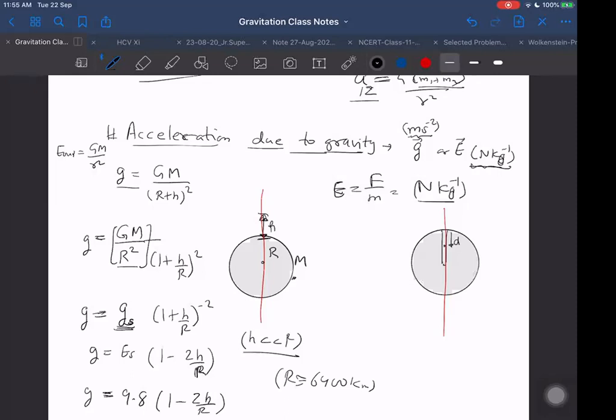For example, if I go 1600 kilometers above, no, that also will become wrong. Sorry, I was saying it wrong. 1600 is so large now. Compared to 6400, 1600 cannot be considered negligible, so this formula will become invalid. It is valid as long as h is very, very small compared to r. How small should it be? Assume less than 1%, or maybe less than 10%, something very small. A few hundred kilometers also will be small.